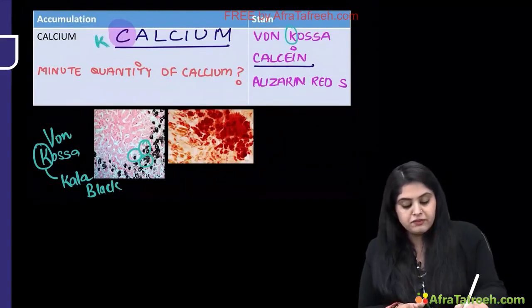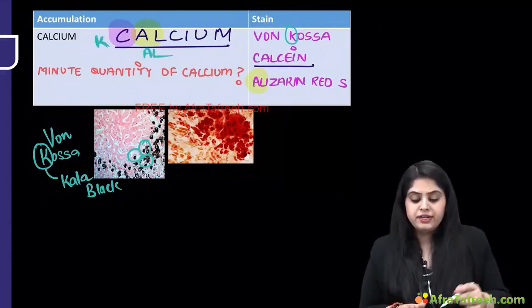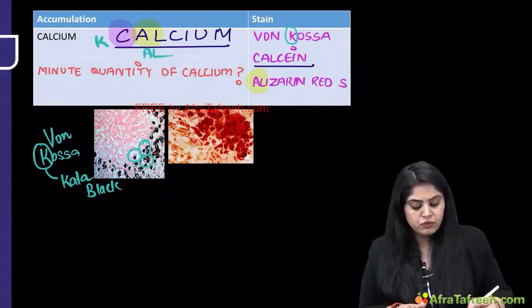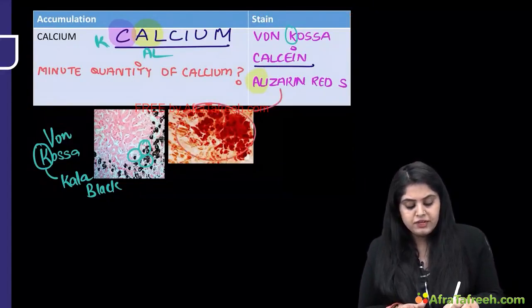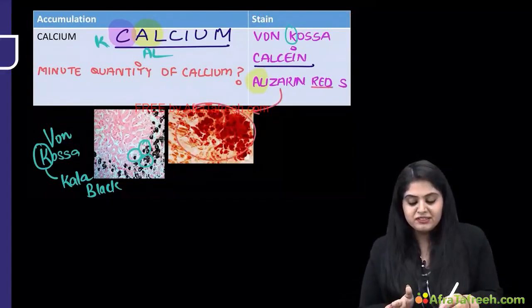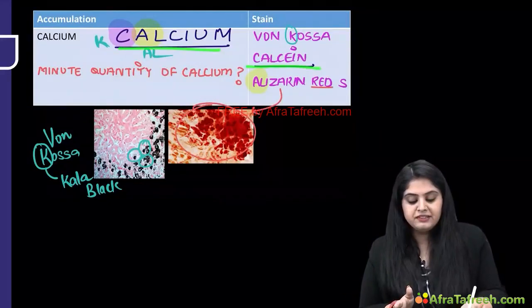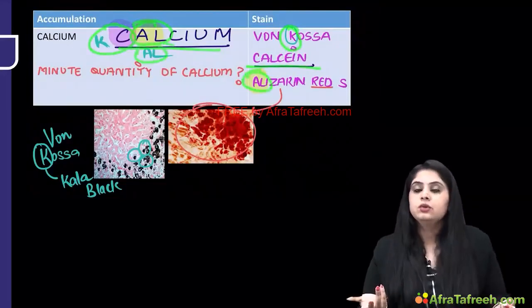And what are the next two alphabets? Al for alizarin red S. Al is going to be for alizarin red S. How simple. So you can see the photo over here. This is alizarin red S because it's giving a red color. Common sense. So repeating, calcium, calcine, calcium, Kossa, Al, alizarin. Stains are remembered. So simple.